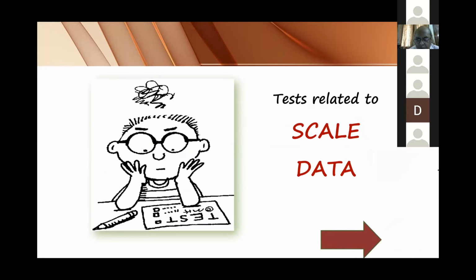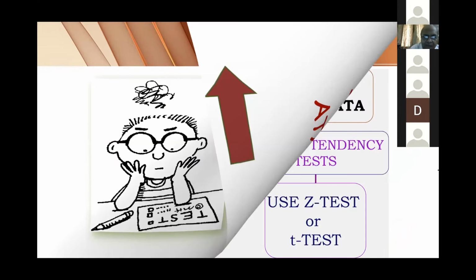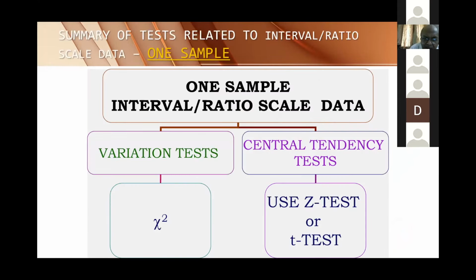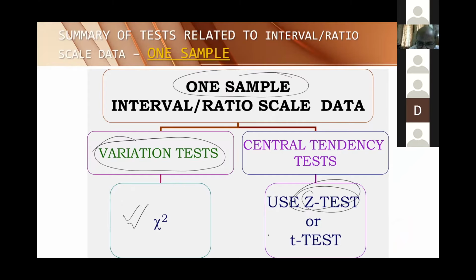So let's go for scale data. If we have one sample, and friends, right now I'm giving you the names and we will do the practical of it after the break. If we are going for the variation test, we should go for the chi-square test. If it is a central tendency test, then you can make use of the Z-test or t-test.